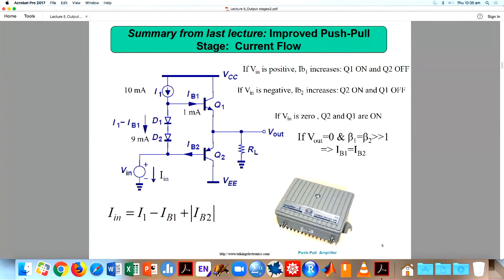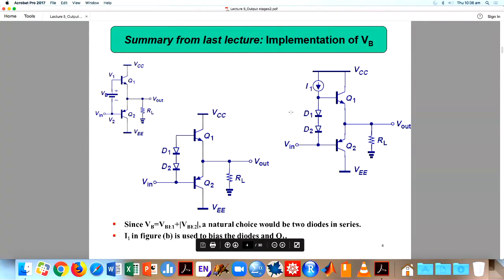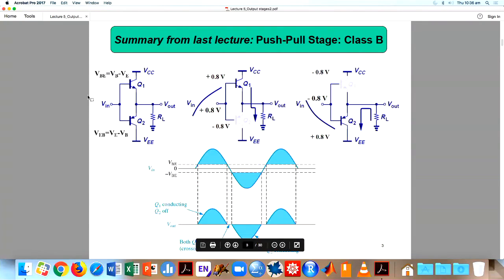Then when you are having this stage, this is called a push-pull stage. Why is it called a push-pull stage? Because, as I said, during the positive cycle, you are pushing the current through RL. You know what I meant? See, push-pull. During the positive cycle, you are pushing the current through RL. Q1 is providing the emitter current, then this current is coming and pushing through this RL.